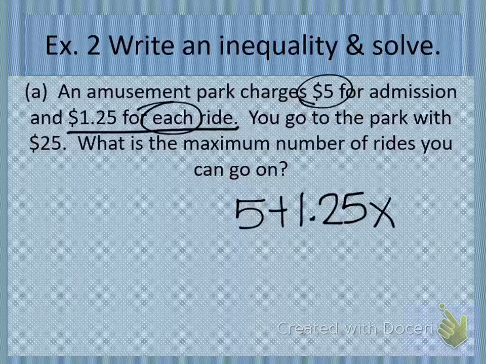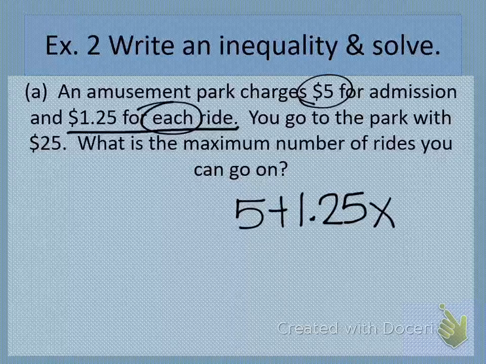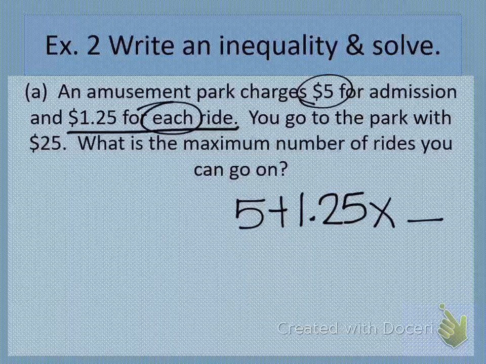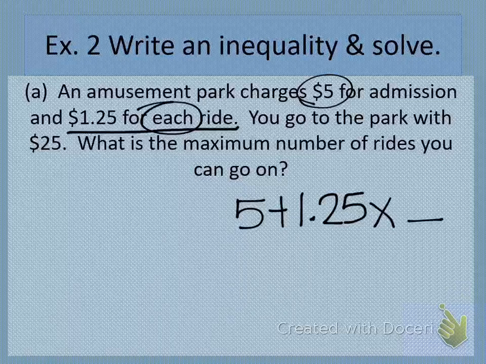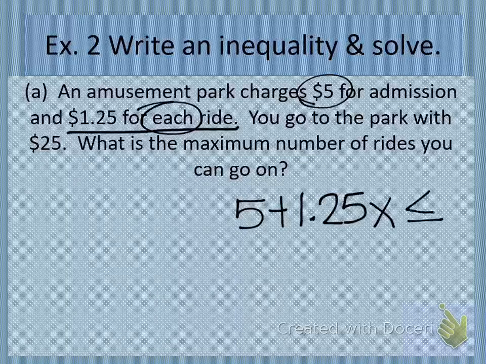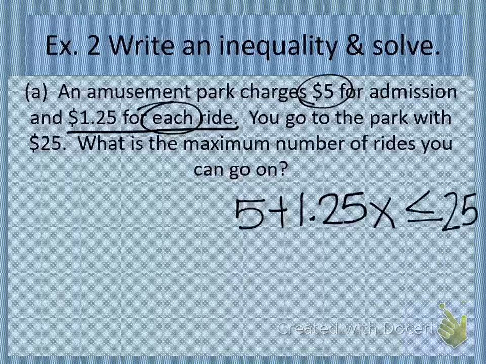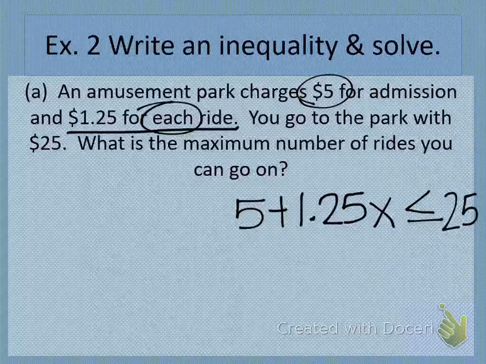And this says I go with $25. So do I have exactly 25? Do I have more than 25? Or do I have less than 25? Okay. I have $25 exactly. So I know it's or equal to, but it's an inequality. So is it less than $25 I have to spend? 25 or less or 25 or more? 25 or less. So it's less than or equal to 25. And now we're going to solve the inequality.